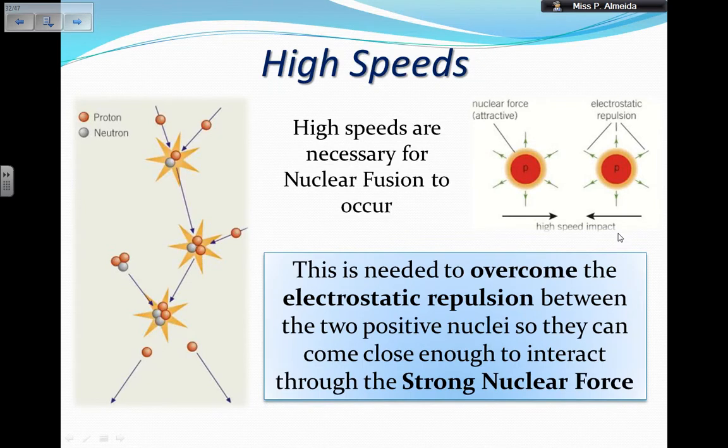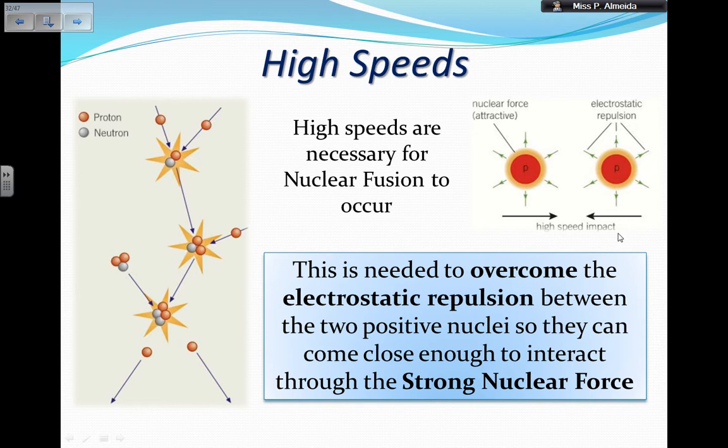Now, why do I need high speeds? Just think about it. I have two nuclei, right? Nuclei, again, are made of neutrons and protons. So overall, I have two positive charges, or stuff that is positively charged. So opposite charges attract, but similar charges, same type of charges, they repel. So what happens is they actually try to repel each other. The nuclei try to repel each other.